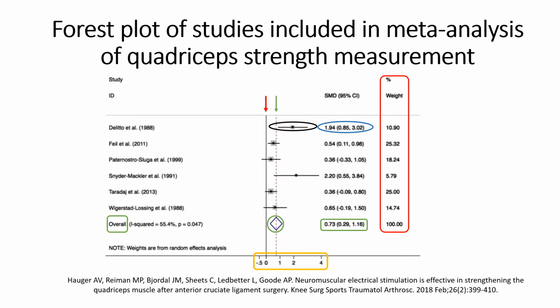Again, anything to the right of that line suggests that each of these studies suggests that there's a positive effect for neuromuscular electrostimulation. If anything was to the left of it, it would mean that the control group actually did better. We don't see that here, but you can sometimes see that as well.